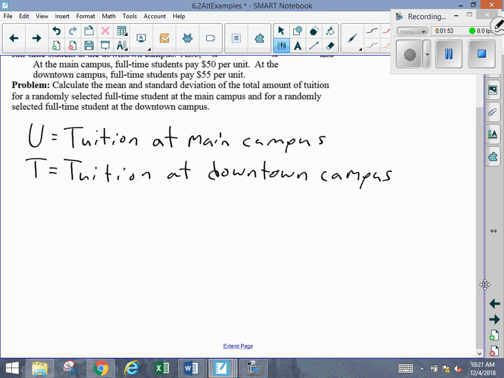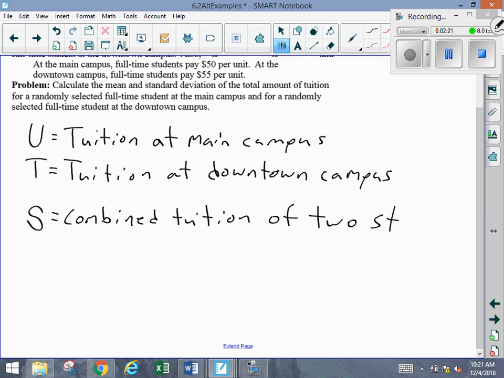we can, let's see, like out of random variables, we're going to go capital S. We're going to call capital S the combined tuition of two students, right? If that's true, then we can define random variable S as U plus T.